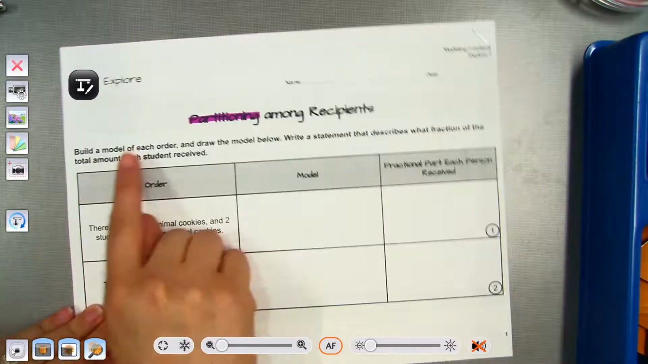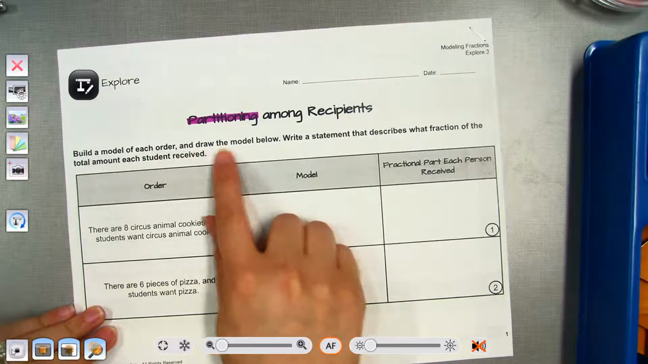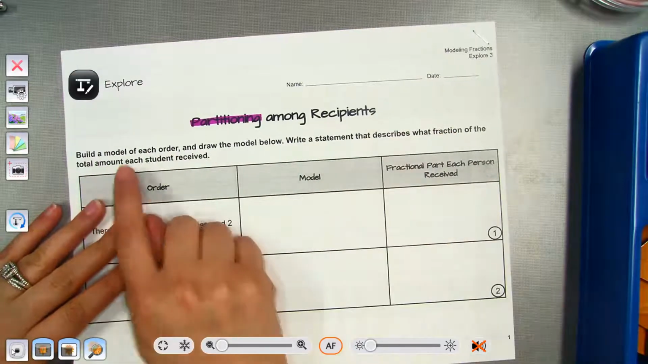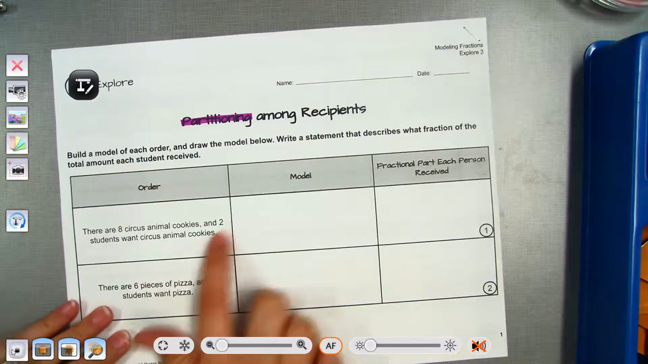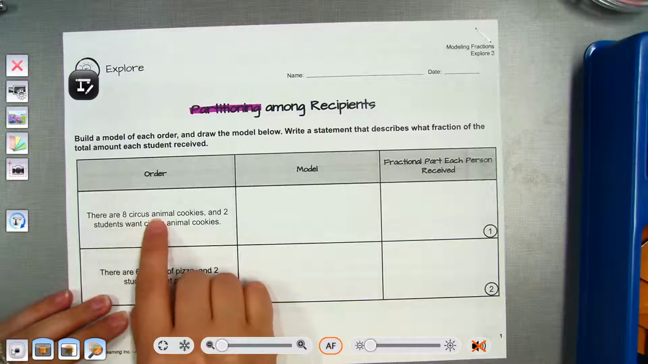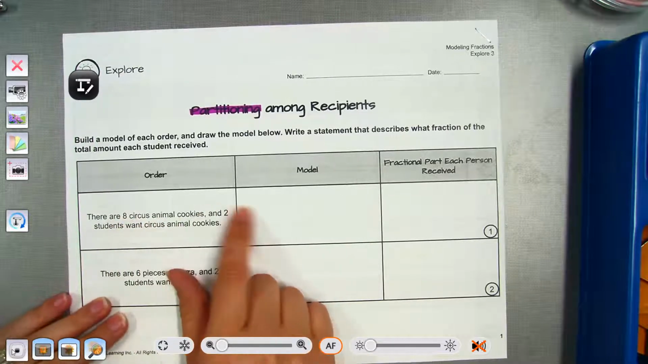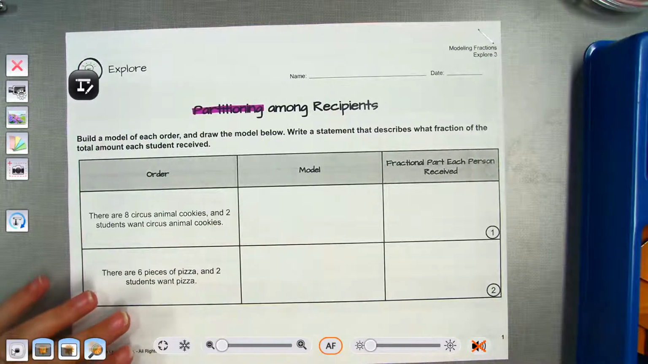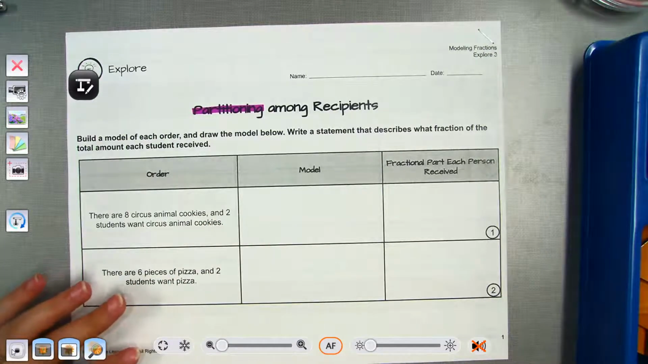Okay, so we're going to read. So it says, build a model of each order and draw the model below. Write a statement that describes the fraction of the total amount each student received. So here's our order. So let's look at the first one. It says there are 8 circus animal cookies and 2 students want circus animal cookies.